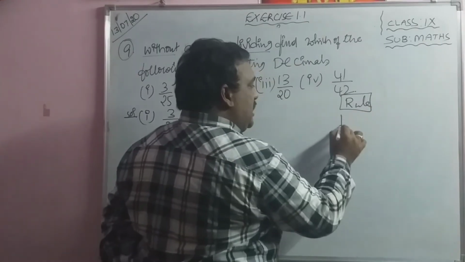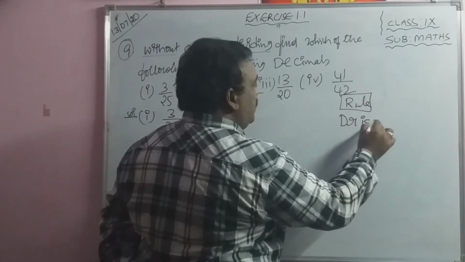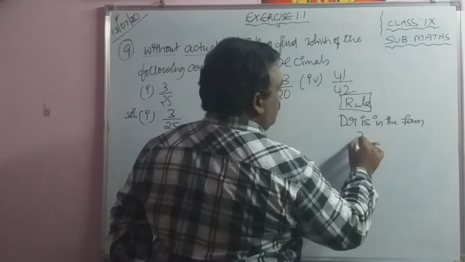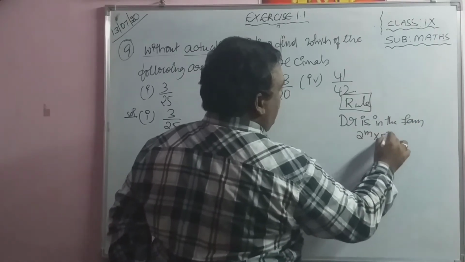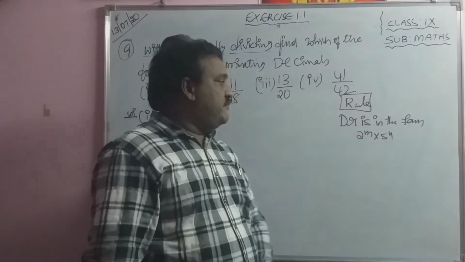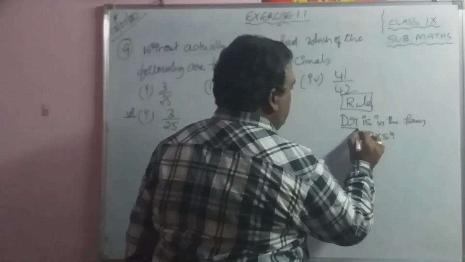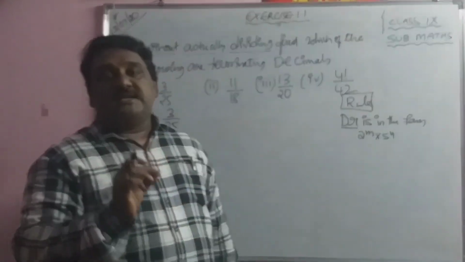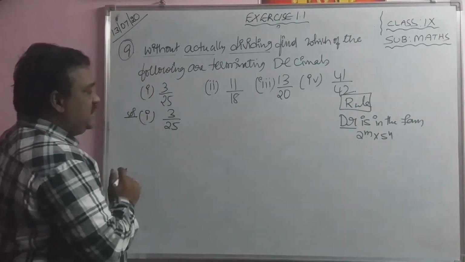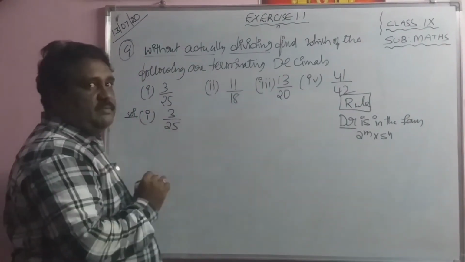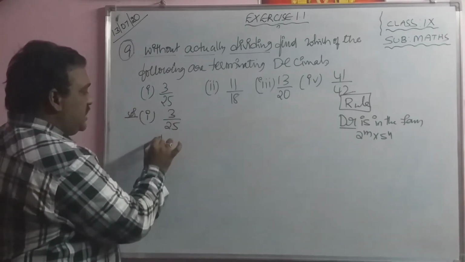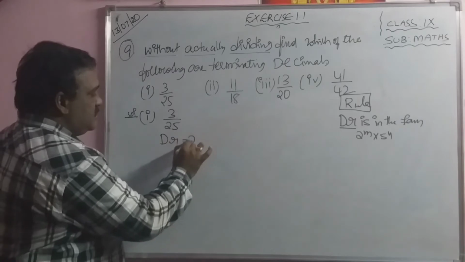Rule: the denominator is in the form of 2 power m into 5 power n. Then only it is known as a terminating decimal. That is the rule for terminating decimals. Now let us start the first sum. What is the first sum? 3 by 25. What is the denominator here? 25.